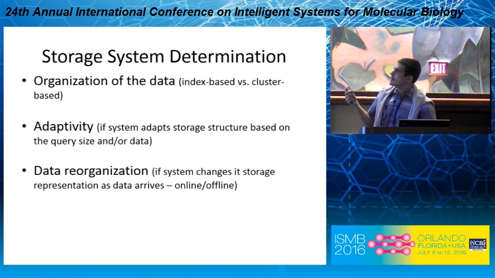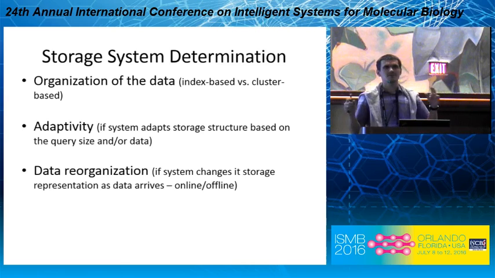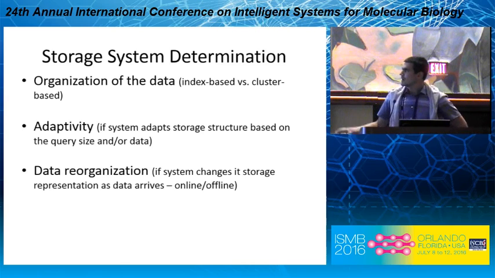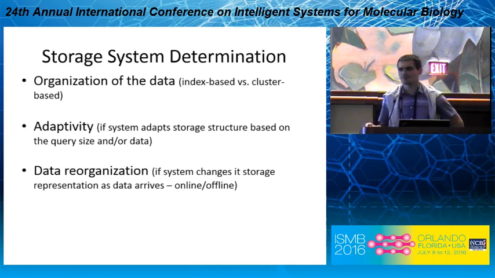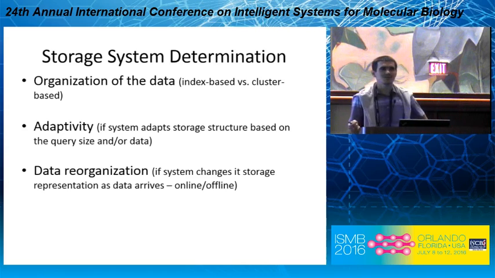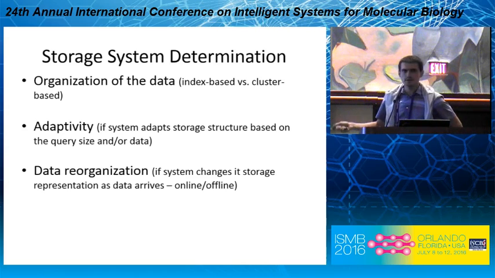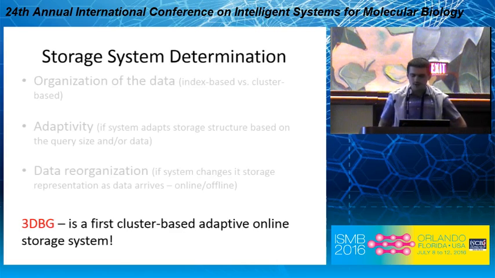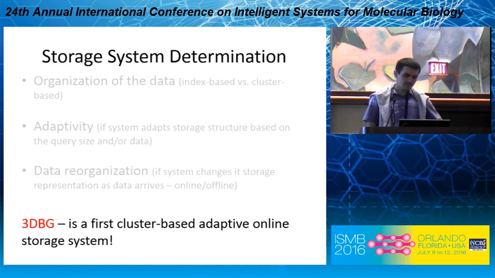As you know, a genome could be very dense in some areas and very sparse in other areas. And we believe that in the future, maybe not now, thanks to the previous colleagues who were talking here, 3D genomic data will be appearing more frequently. That's why we created the online system. To our knowledge, our 3DBG is the first cluster-based adaptive online storage system.